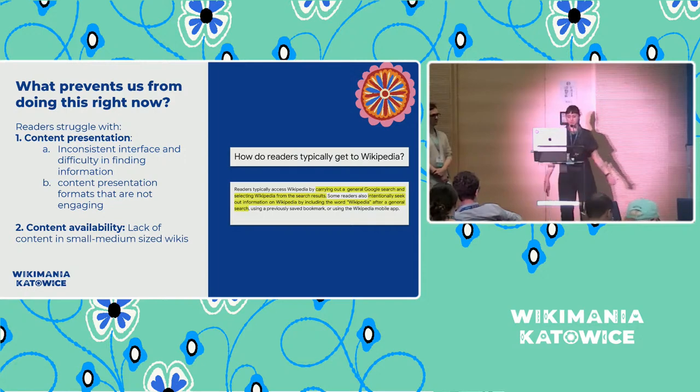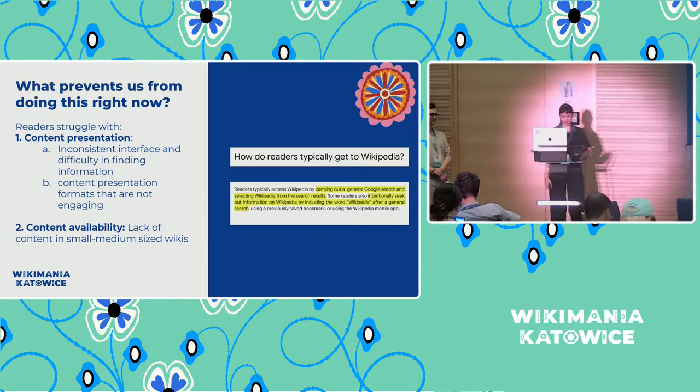All right, so in order to do that, large goals are often difficult to achieve, so we had to really think about what is preventing us from this, and about the problems that readers are struggling with when they're trying to access knowledge. So what we found in a lot of different variations of our research is that readers mostly concretely struggle with, first thing, content presentation.